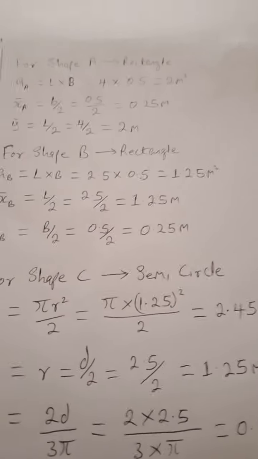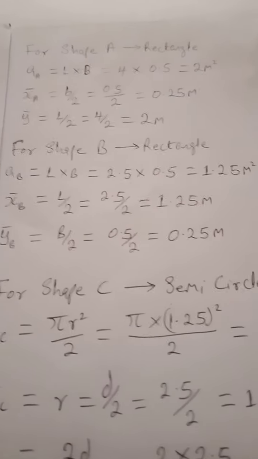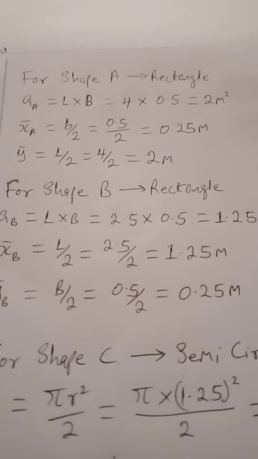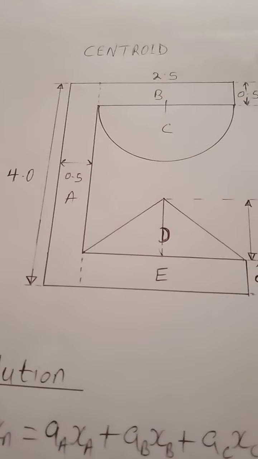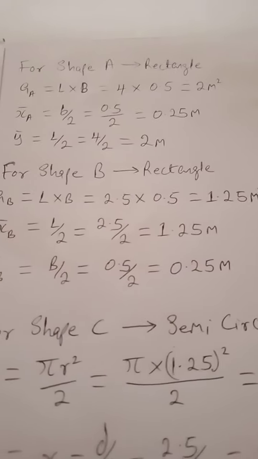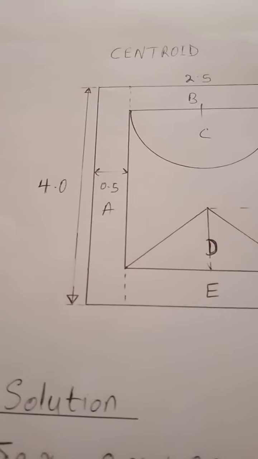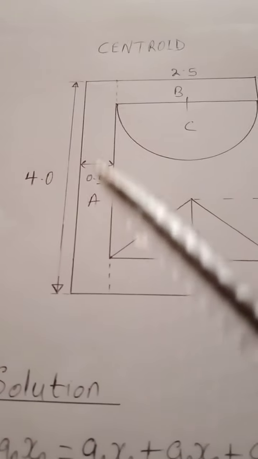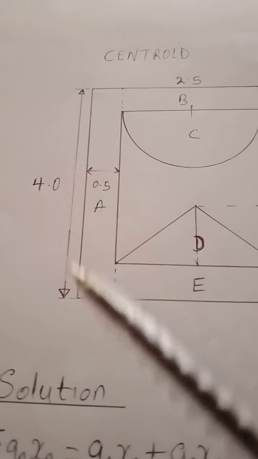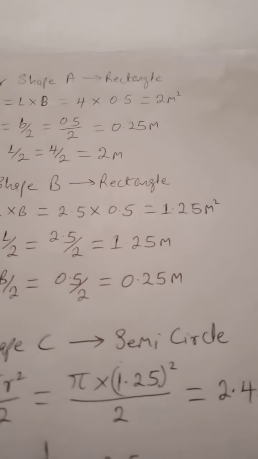Now to start with our solution, we are going to determine the area for each of these shapes. For shape A, which is a rectangle, we are going to have the area A equals length times breadth. So what is the length here? The length is 4, as you can see. The entire length 4 times the breadth 0.5. So that is how we have it to be 4 times 0.5, which is 2 square meters.